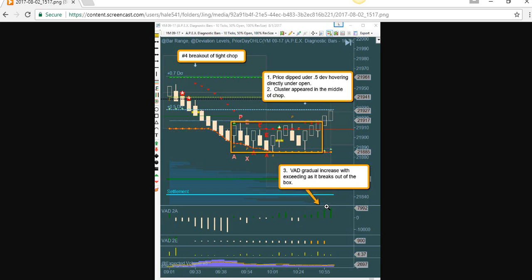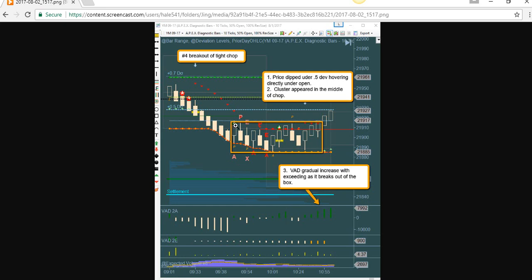And what happens right here after it breaks out? That VAD gradually increases, and then it exceeds this VAD when it breaks out. Everybody see that? That's what we normally want to see: VAD gradually building, and then when it breaks out, VAD is greater than the last time.